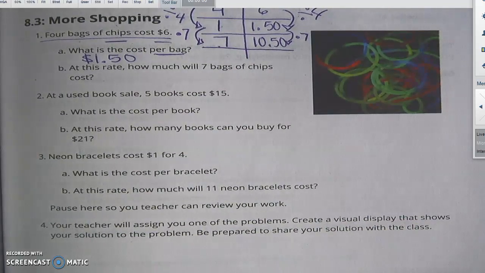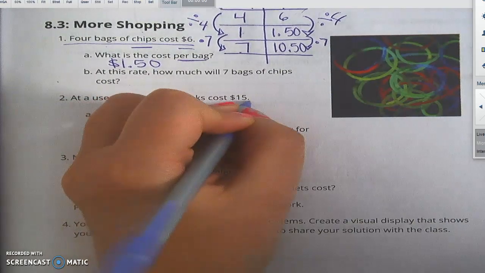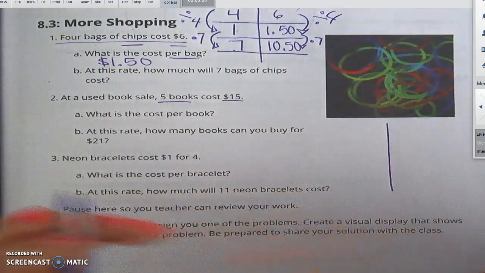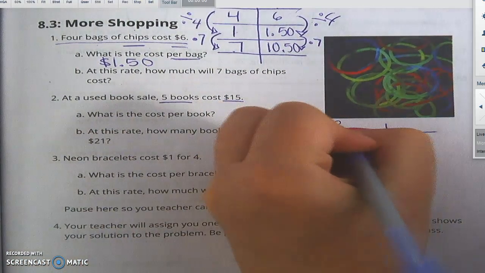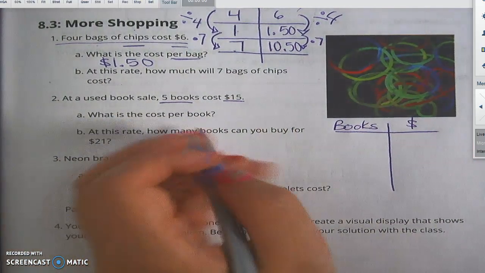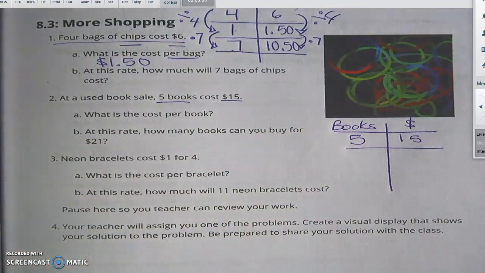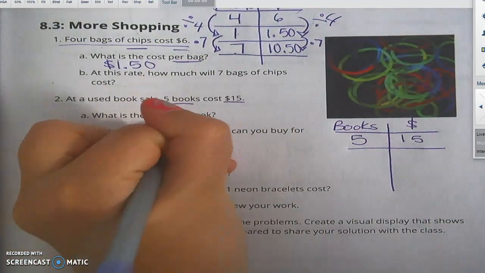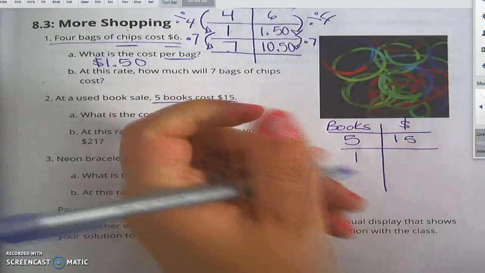Okay, so now we have a new situation. At a used book sale, 5 books cost $15. So I have number of books and I have my dollars. So I'm going to make another table. This is books. This is dollars. And the information it gave me was 5 books and $15. And then it says, what is the cost per book? And when we're talking per book, I want to know how many dollars for one book. So I'm going to put 1 on the book column.